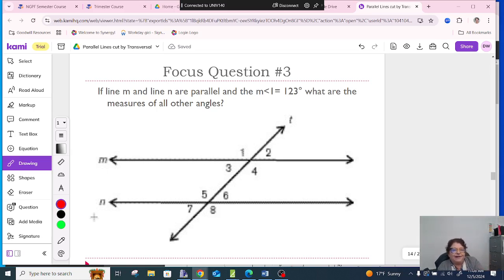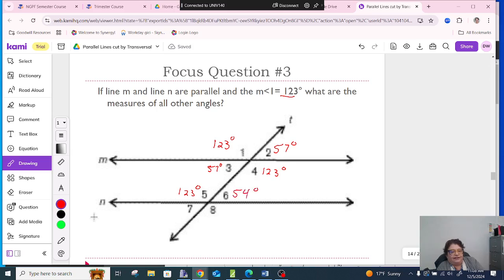Okay, so if angle 1 was 123, what do we say here? 123. And then this one would be 57. That's correct. So is angle 3 going to be 123 or 57? This one's 57. And what's this one over here? 123. What about angle 5? 123. Angle 6?